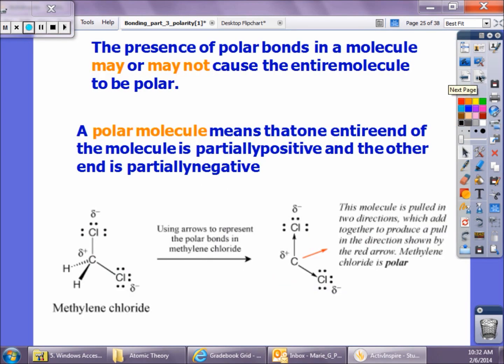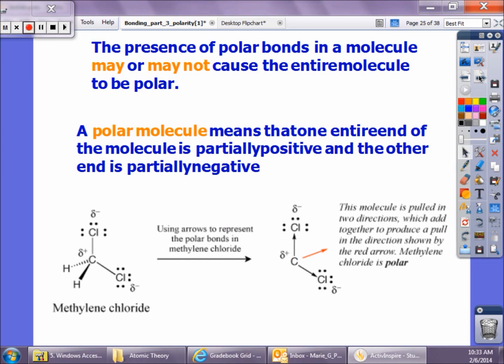Now, here's another concept. Pay very, very close attention. A different concept. Okay, be patient. I will give you time to work with a partner. I need to cover this. The presence of polar bond in a molecule may or may not cause the entire molecule to be polar. A polar molecule means that one entire end of the molecule is partially positive and the other end is partially negative. I know I don't have space between the words. I put the space and then the letters came together.